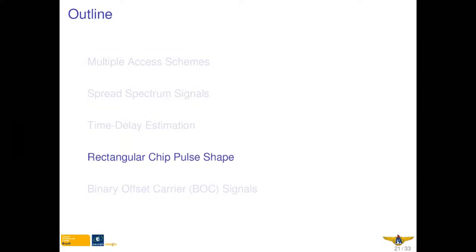So we have seen how time delay estimation works. We have seen that time delay estimation is dependent on the chip pulse shape and the autocorrelation function of the signal. And we have also seen how the different satellites are separated by a multiple access scheme. So now, in the final couple of slides, let's review some of the basic chip pulse shapes that are used today. Let's start with the rectangular chip pulse shape.